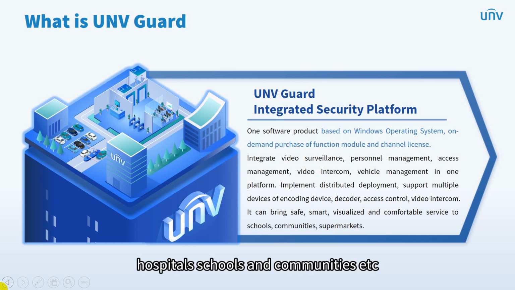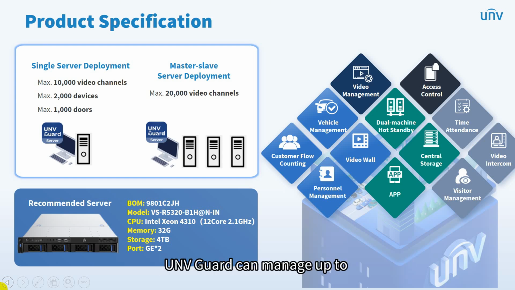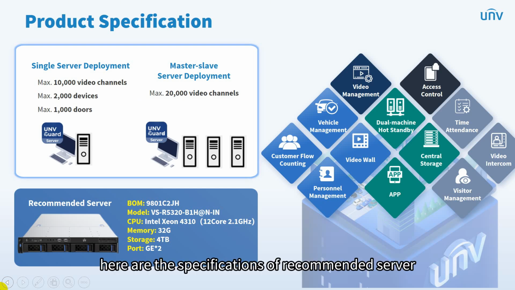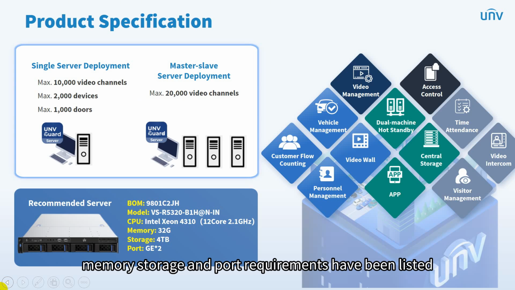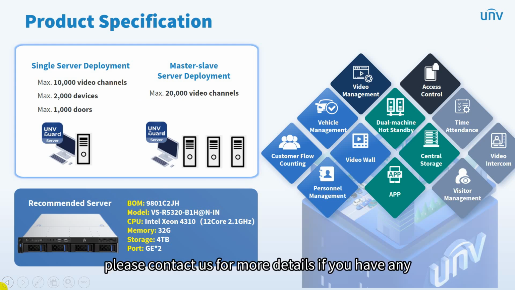schools, and communities, etc. For management ability, with recommended server, UNV Guard can manage up to 10,000 channels and 2,000 devices under standalone mode. If you want to manage more video channels, distributed deployment allows management of up to 20,000 channels. Here are the specifications of recommended server. The CPU, memory, storage, and port requirements have been listed. We also have hardware specifications for other compatible servers. Please contact us for more details if you have any problem.